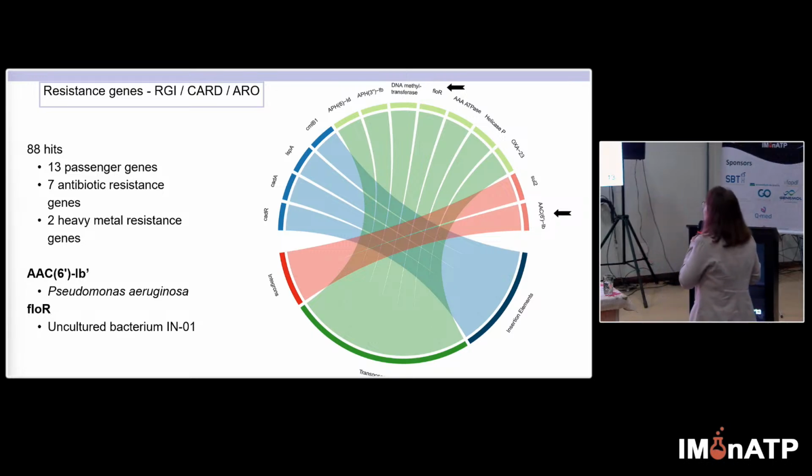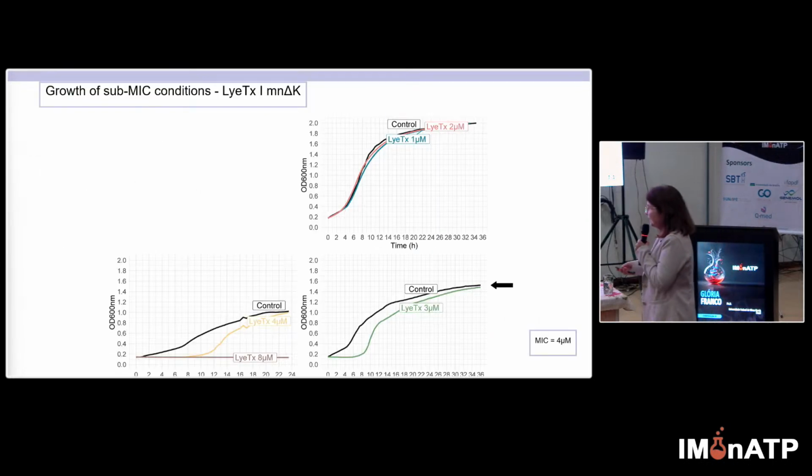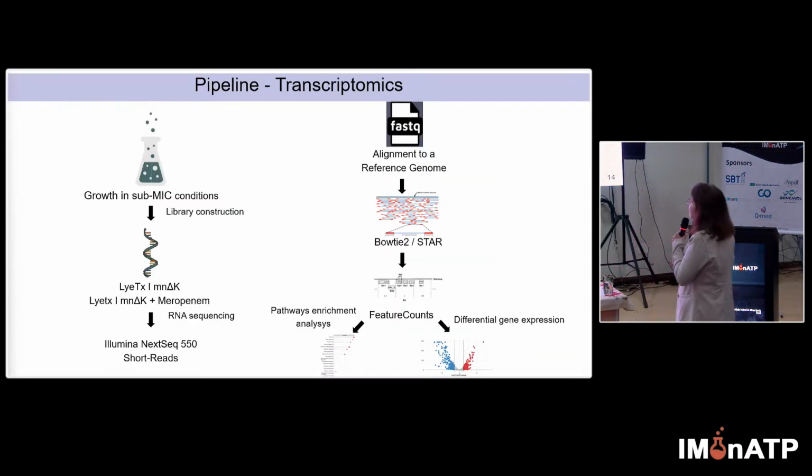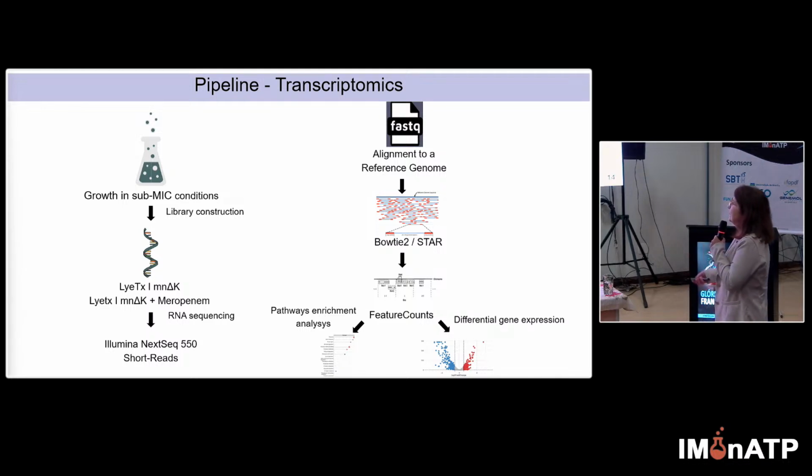And then this is the final analysis of the genome, and then we decided to look for the transcriptome from this bacteria that was treated with meropenem and also the peptide. And then we were looking for expression of the genes that are responsible for resistance. But we look at the other genes that are involved in metabolism.